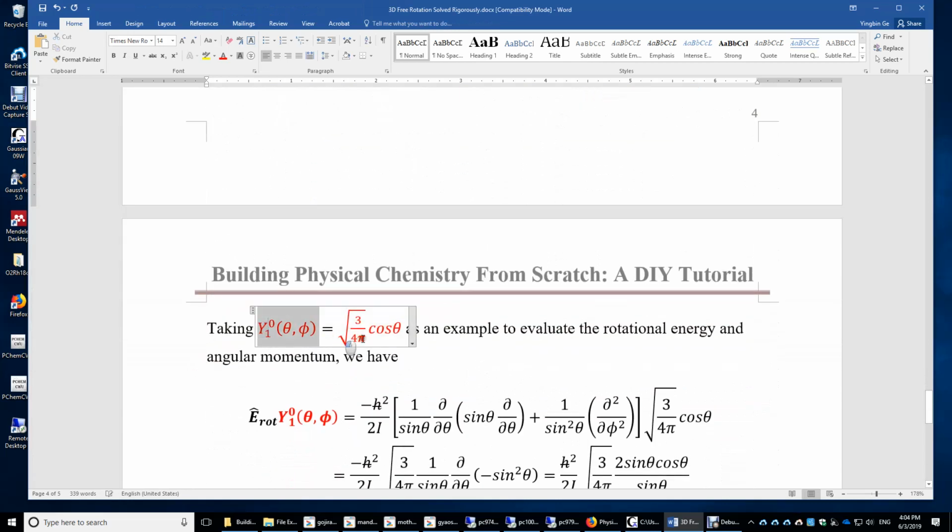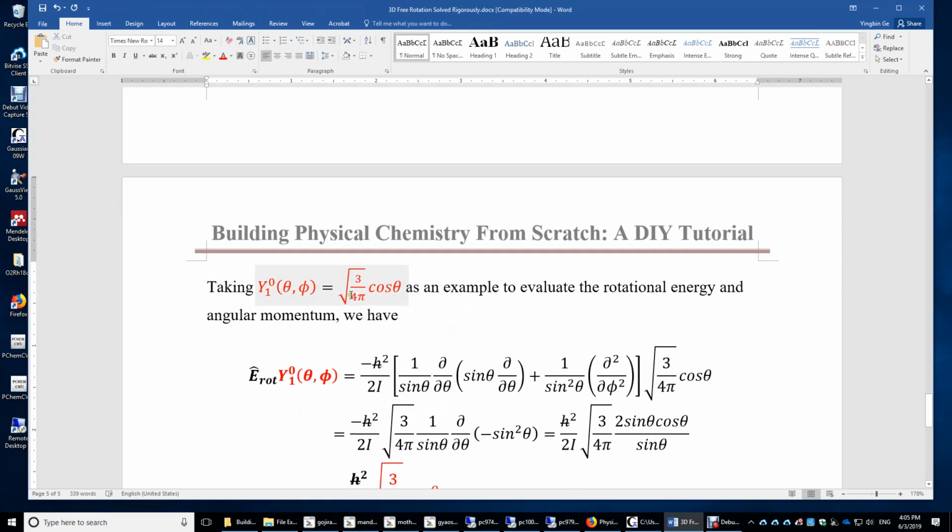So this is just one of the eigenfunctions: L equals 1, m sub L equals 0. It's a function of theta and phi, but of course in here there's no phi. It's just a constant times cosine theta. What about the constant? This is just the normalization factor. This ensures that if you integrate the squared modulus of this function, you get 1.